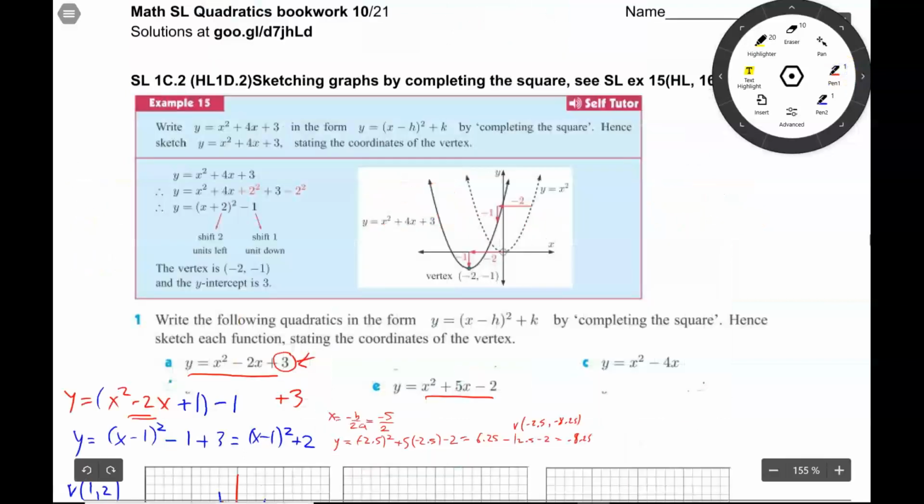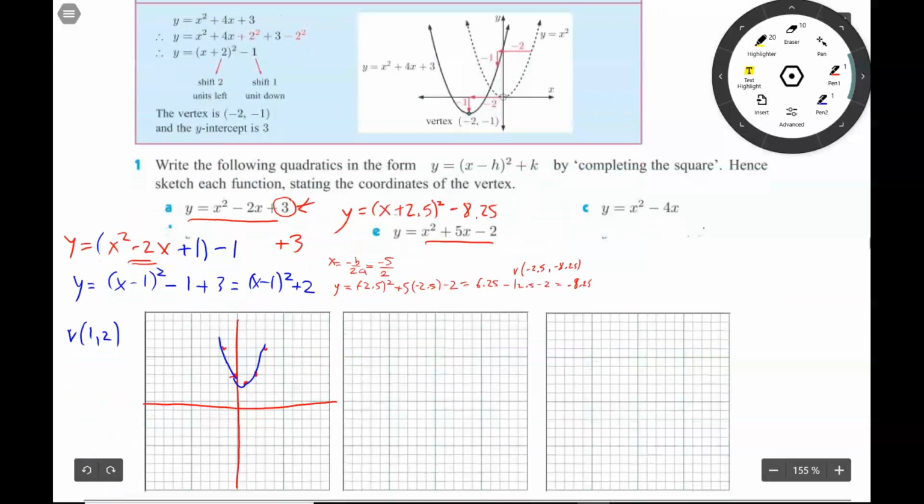So I found the vertex. Now, one last thing is we need to write it in vertex form, which means we write y equals x minus the x coordinate, which would be negative 2.5. So minus negative 2.5 would be plus 2.5 squared, and then I would put the y coordinate of the vertex, which is minus 8.25.